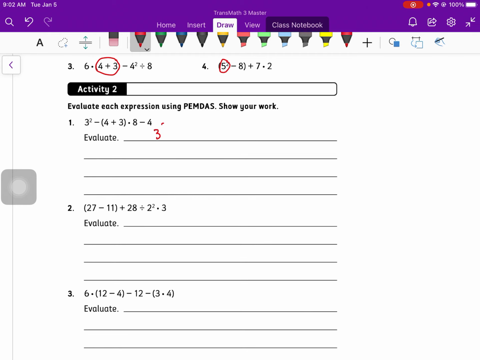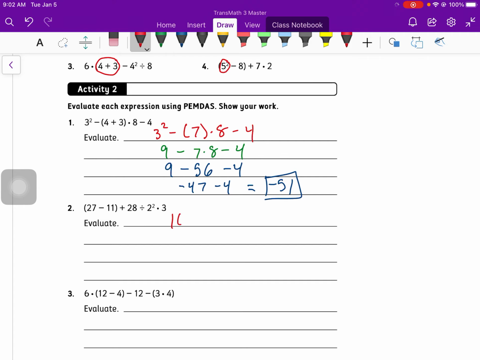For activity 2, the first thing I'm going to do is the parentheses. Next I have to do the exponents. Next I multiply. Now if I take 9 minus 56, I'm going to get a negative number. I'm going to get negative 47. So this gives me a negative 51 overall.